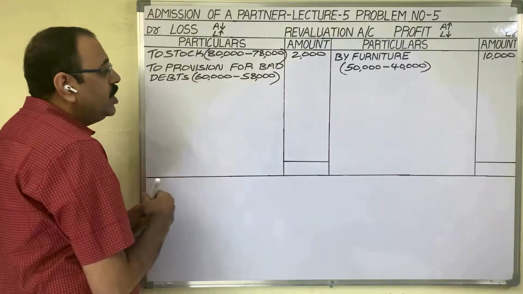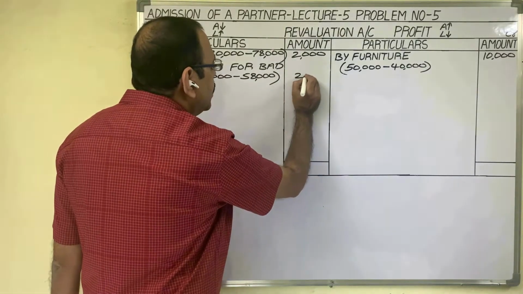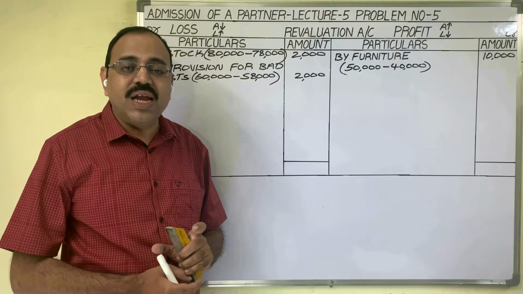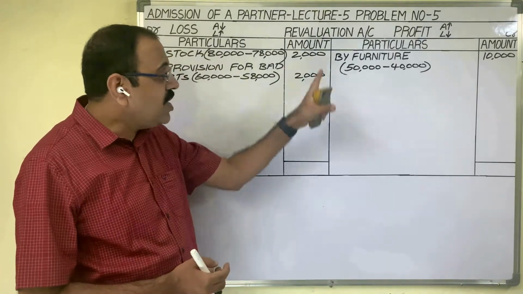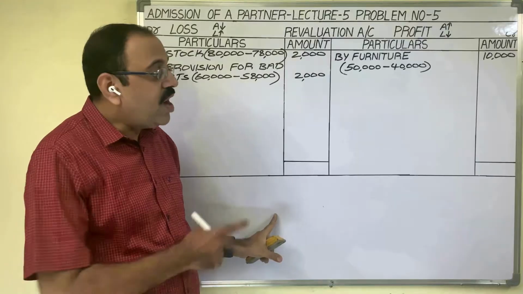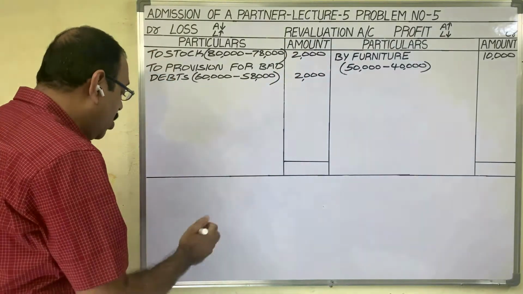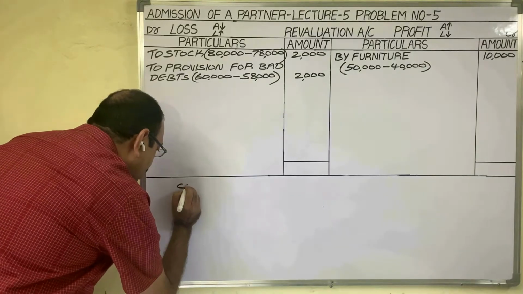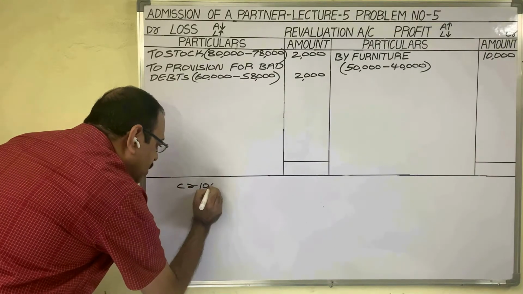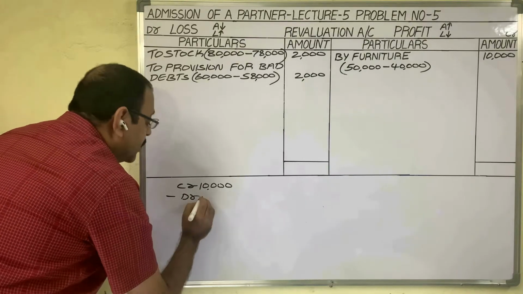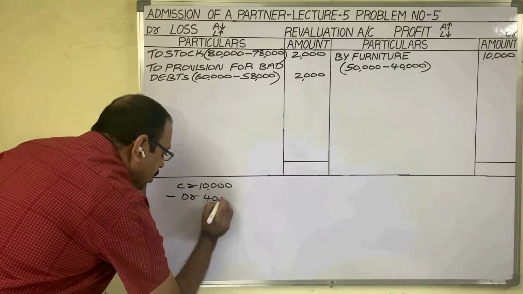So debtor value is reduced by 2,000. It is a loss. Related with the revaluation of assets and liabilities, all adjustments are completed. Finally, we have to balance this account. Credit total is more than debit total now. In rough notes, write down the credit total first, minus debit total 4,000 rupees.